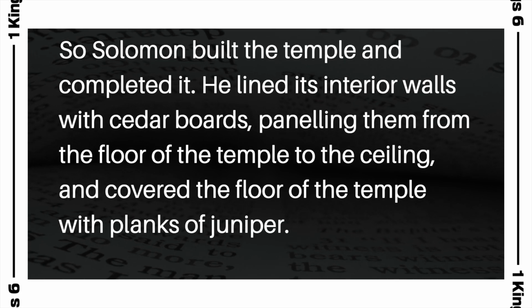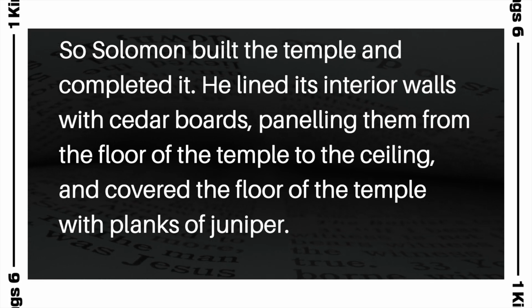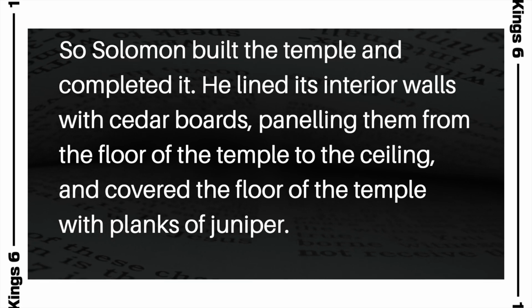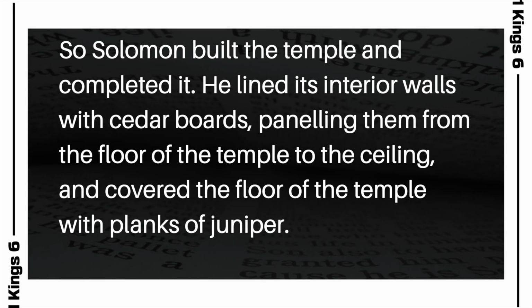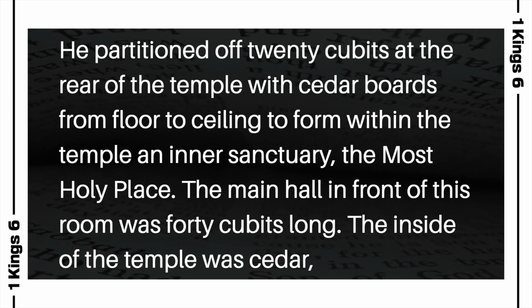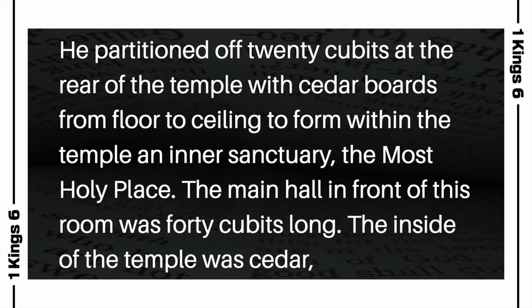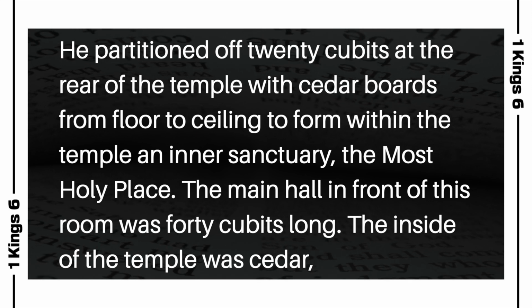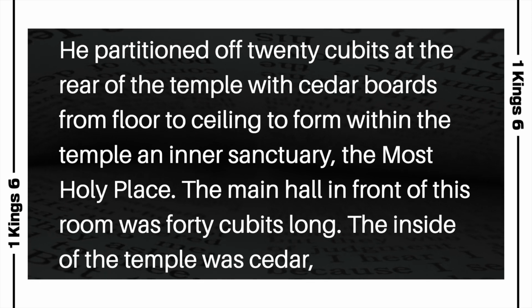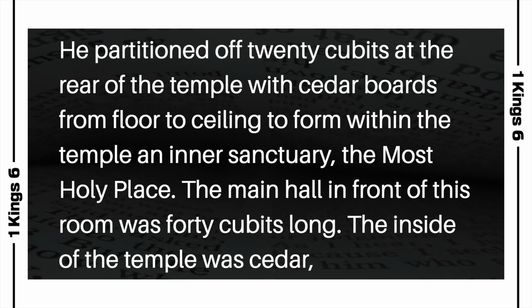So Solomon built the temple and completed it. He lined its interior walls with cedar boards, paneling them from the floor of the temple to the ceiling, and covered the floor of the temple with planks of juniper. He partitioned off 20 cubits at the rear of the temple with cedar boards from floor to ceiling to form within the temple an inner sanctuary, the most holy place.